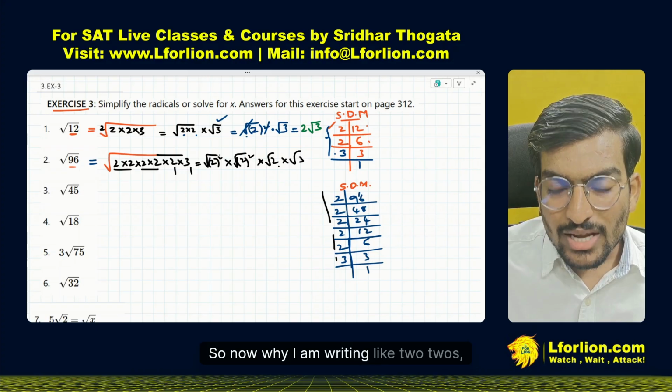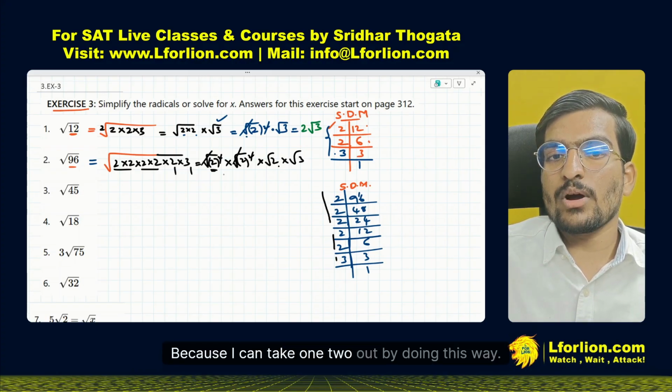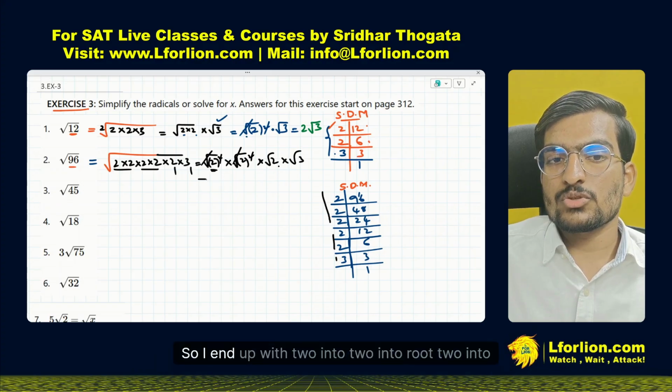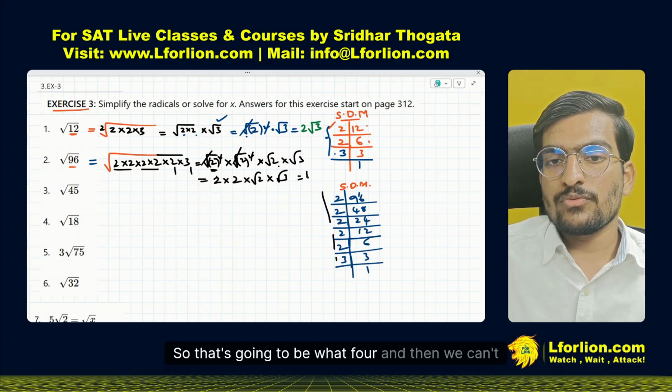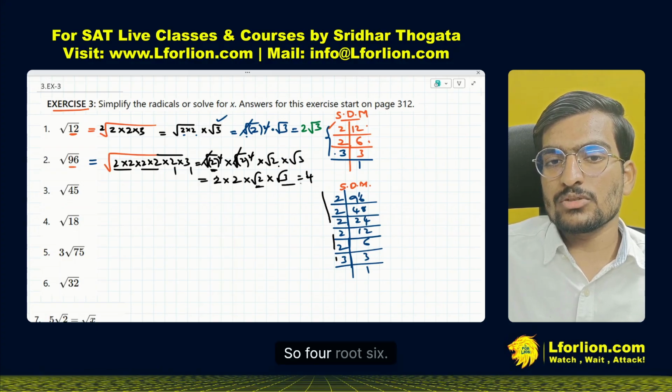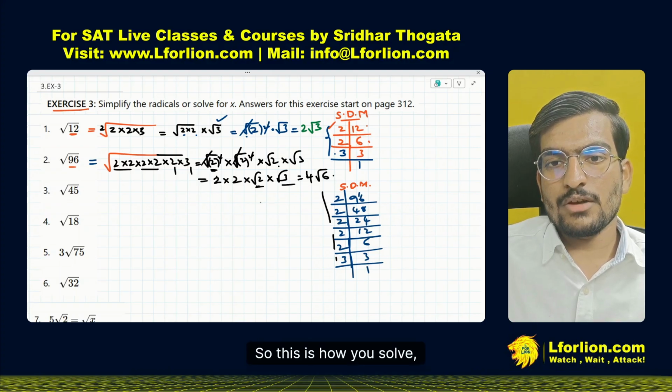So now why am I writing like 2 twos, like power twos? Because I can take 1 two out by doing it this way. So I end up with 2 into 2 into root 2 into root 3. So that's going to be what? 4, and then we can't do anything. So 4 root 6. So the answer is 4 root 6.